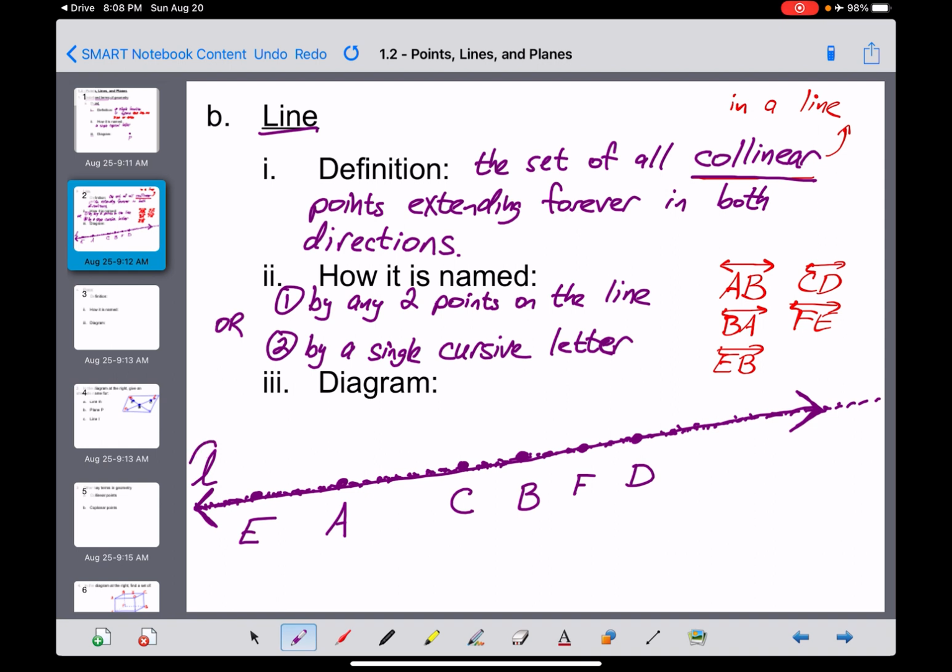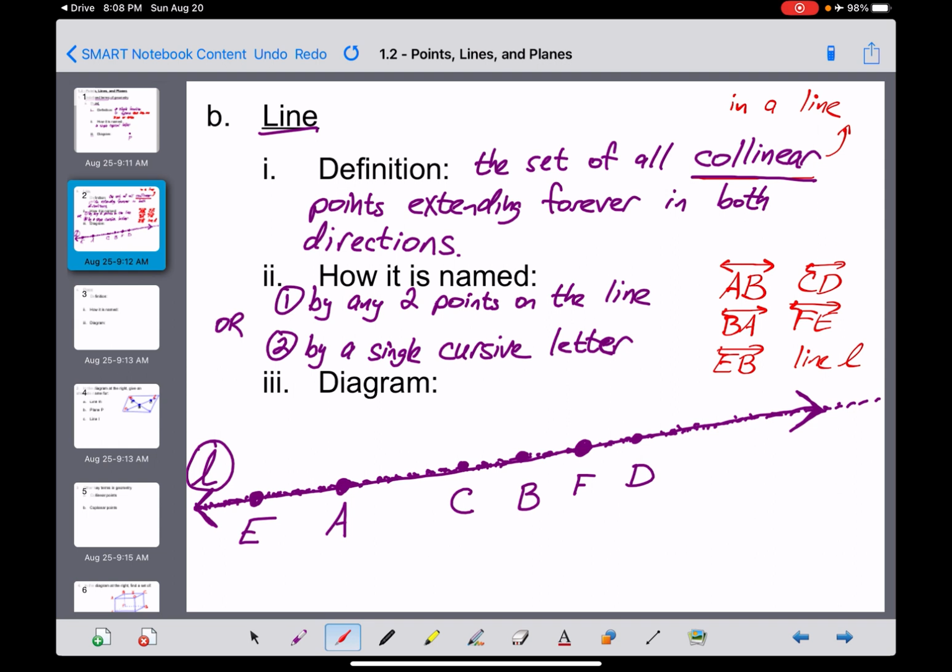So if they were to include a letter like this, notice, guys, there is no point there. The capital E is naming this point located right here, and same thing, here's point A, and here's point F, and so on and so forth. But when they use that single cursive letter, that's not naming a point here. There is no point cursive L here. So the other way we could do this is we could simply say that this thing is called line L.